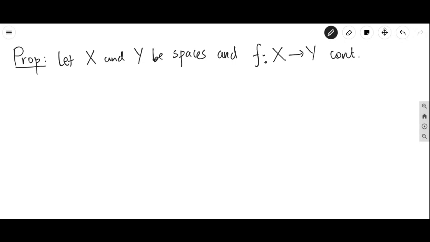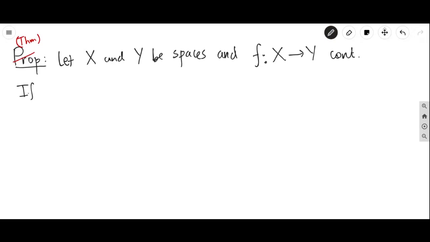So the proposition will say this. You can actually, if you want to, even call this a theorem, even though its proof is very, very simple, but it's a very deep result. Sometimes theorems refer to deep results, which have important consequences, even though they might be straightforward to prove. But let X and Y be spaces and F be a continuous mapping between spaces.